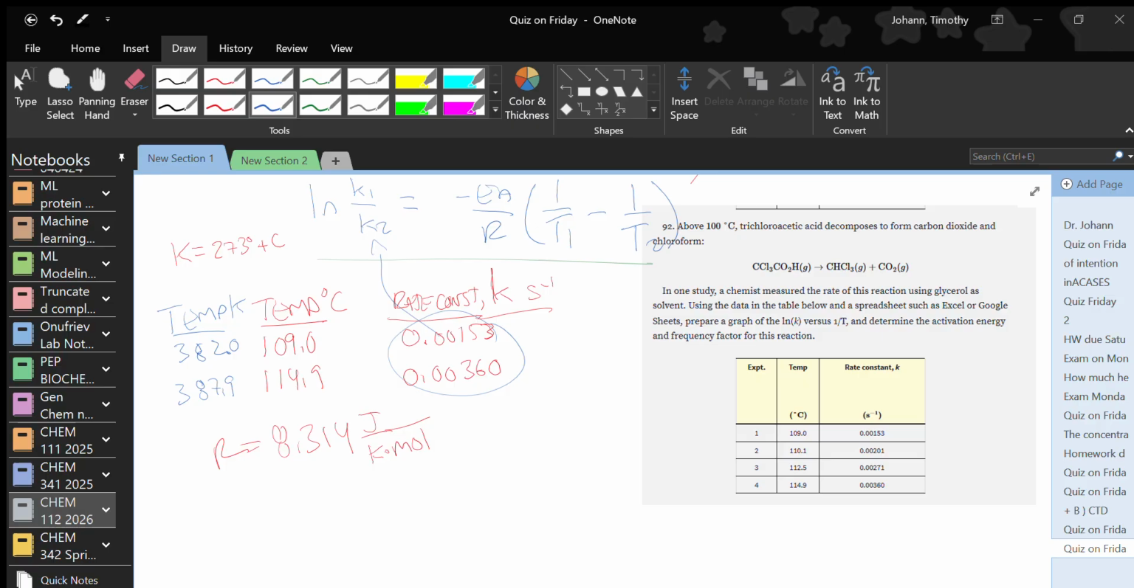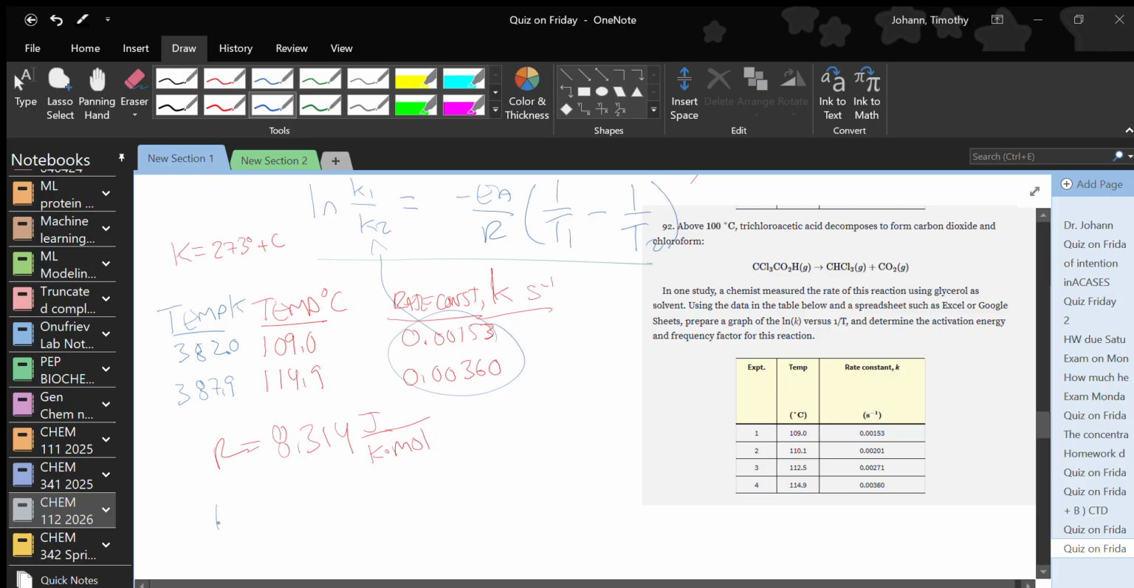I'm going to do just top over bottom for 1, 2. So if I take 0.00153 and I divide it by 0.00360, I get, yeah, it looks about right. Okay, I've got the logarithm of 0.425 over here, and that's equal to negative EA over 8.314 joules per mole Kelvin.